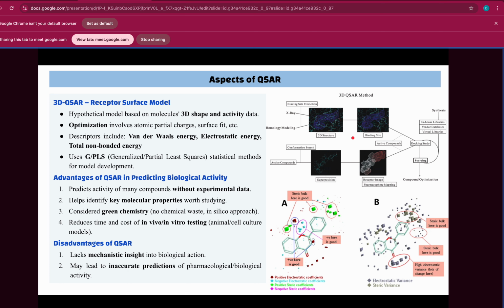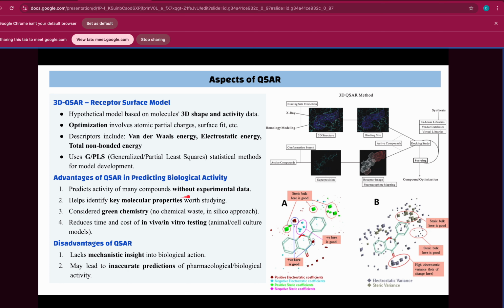In previous we have started with the ligand. So depending on from where we are starting, the names could vary, but the overall workflow of QSAR is the same. We are just trying to link structure to the activity. Now, advantages of QSAR in predicting biological activity.